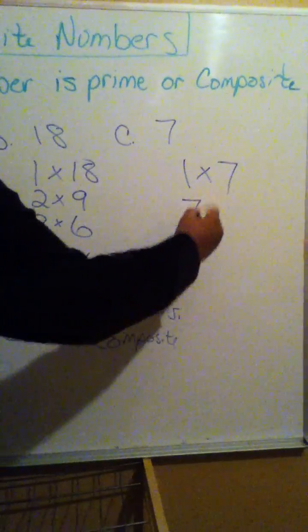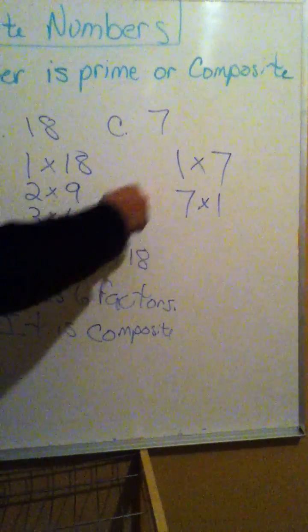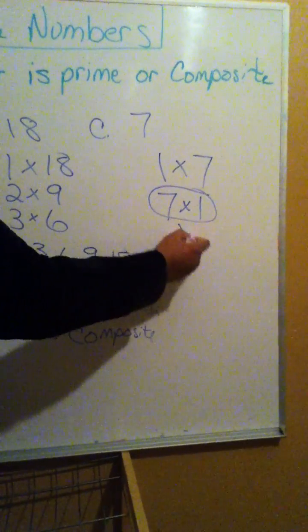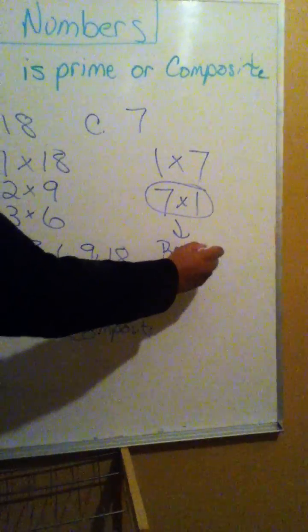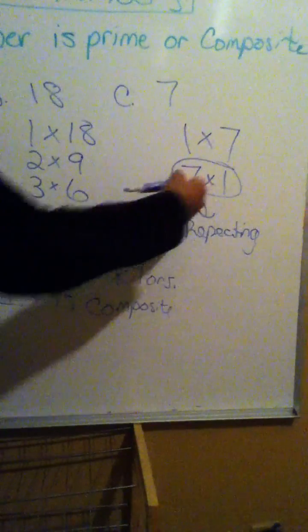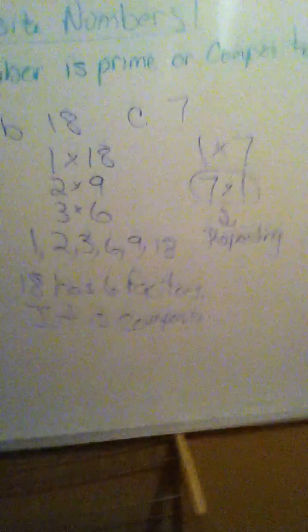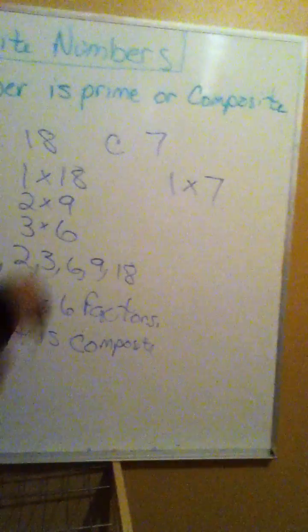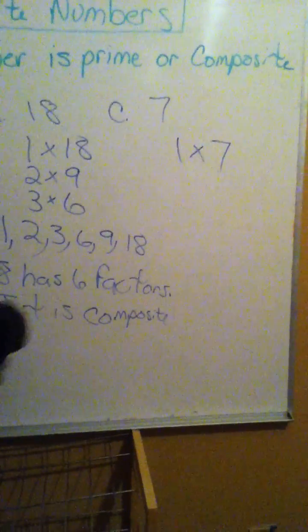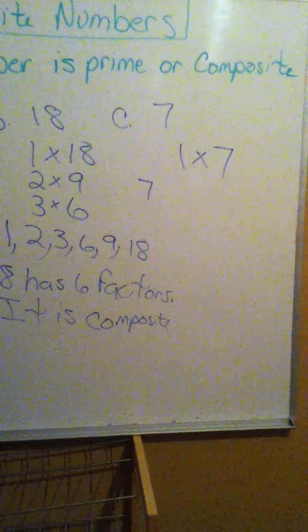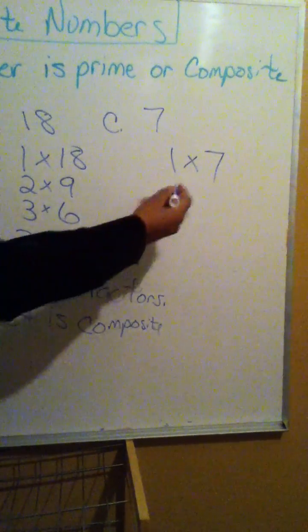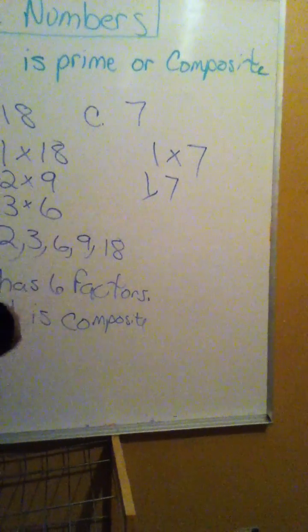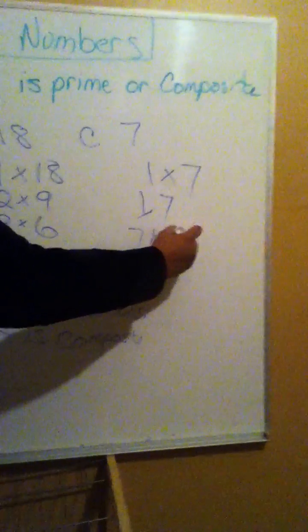Okay, I said 7 one time. Look here, 1 times 7, 7 times 1. This means my factors are repeating. I have found all of my factors. I don't even need to write this one down. I'm going to erase this one. Now I'm going to put my factors in order from least to greatest. 1, 7. Now I'm going to count them. 1, 2. 7 has 2 factors.